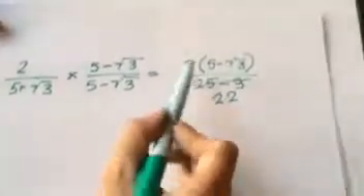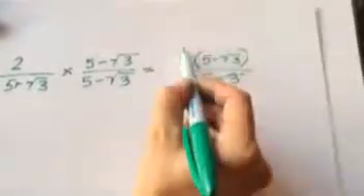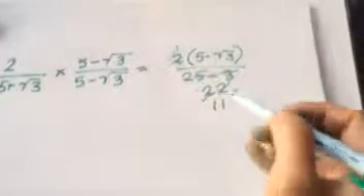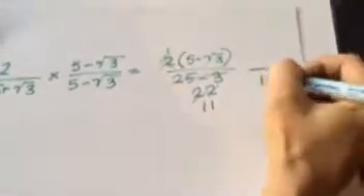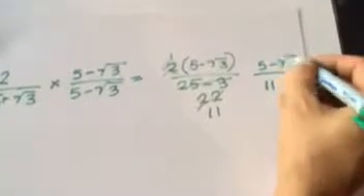And then we can simplify this, so this would be 11 and this would be 1, which doesn't really mean anything once you have that. So the answer would be 5 minus the square root of 3 over 11.